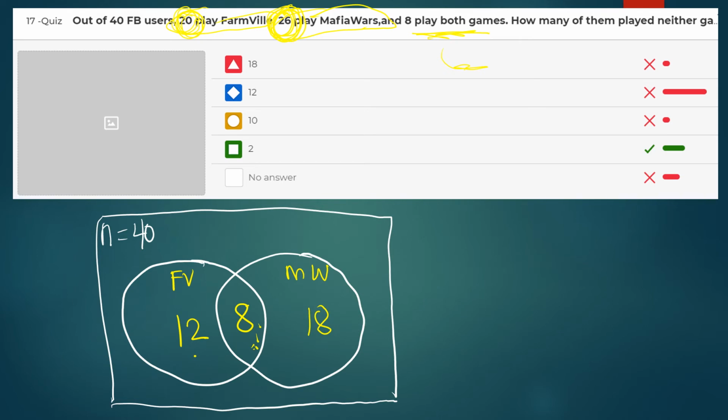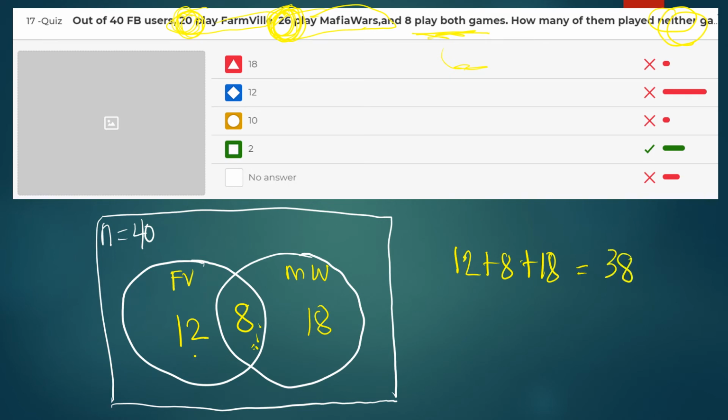So, the question, how many of them played neither games? So, walang nilaro doon sa mga Facebook users na yun daw. Sino daw doon ang hindi naglaro ng neither doon sa dalawang games? So, what we're going to do here is we're going to add, find the sum. So, we have 12 plus 8 plus 18. And that will give us 38.